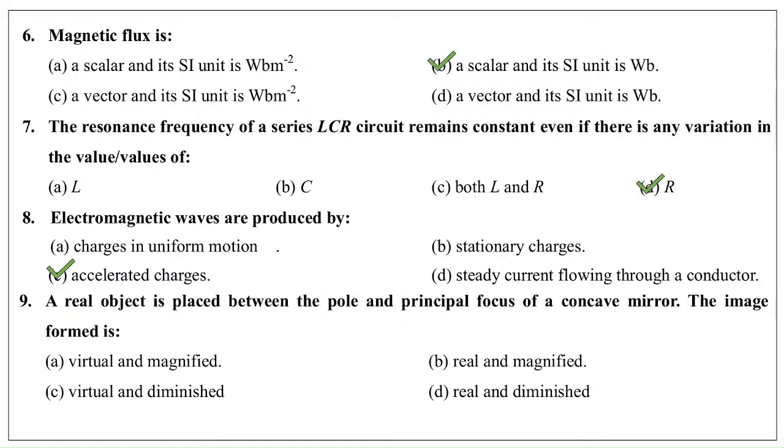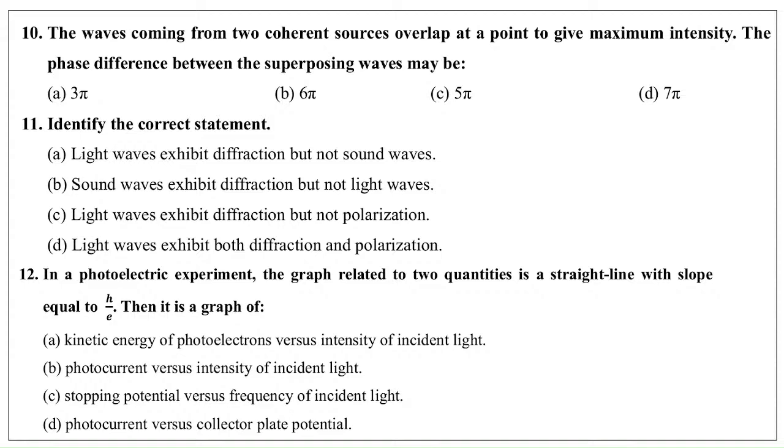Next. 9. A real object is placed between the pole and principal focus of a concave mirror. The image formed is. Answer is option A. Virtual and magnified. Next. 10. The waves coming from two coherent sources overlap at a point to give maximum intensity. The phase difference between the superposing waves may be. Answer is option B. 6 pi.